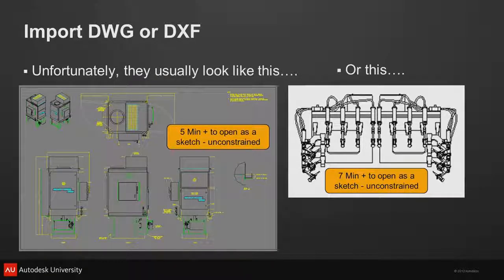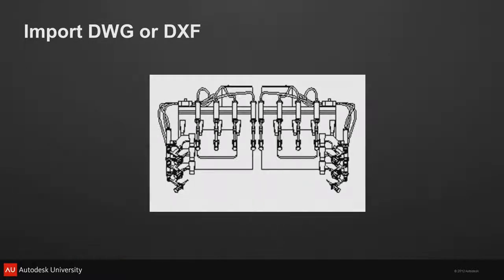So 7 minutes to open a sketch, and that's unconstrained. That's 7 minutes of my day. I suppose I could go get coffee, but I'm not liking that, right? And the problem that we've got with that is because you've got things like these hoses. They're made up of splines. We've got all kinds of overlapping lines in here because they took that 3D object and squashed it, okay?